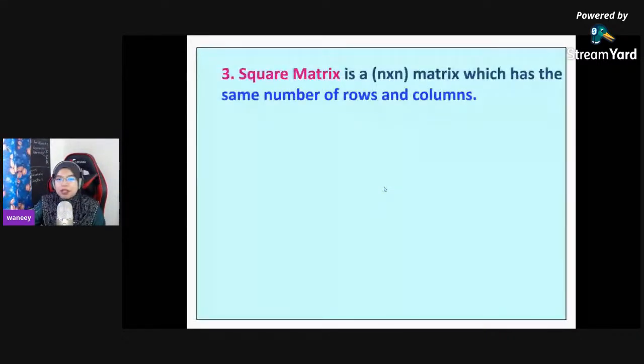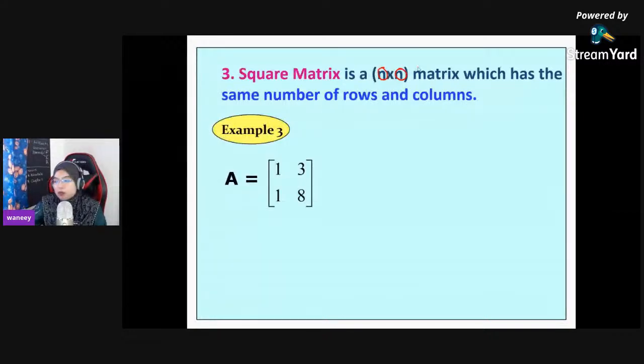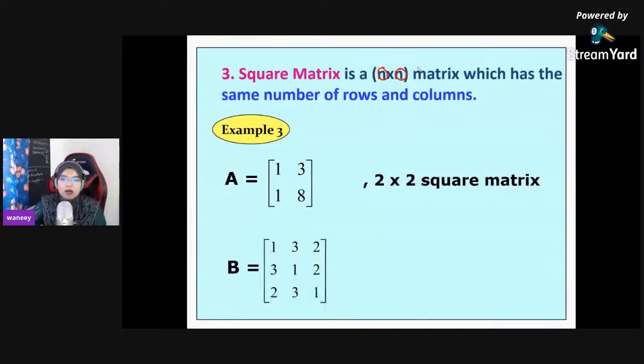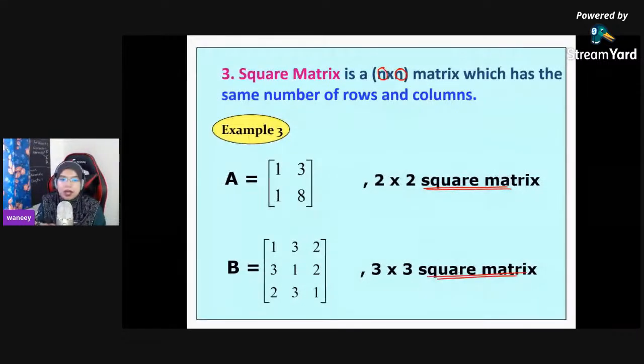Okay, next. A square matrix is an n by n matrix which has the same number of rows and columns. As you can see, this is n, this is also n. So you might have a 2 by 2 matrix, or a 3 by 3 matrix, or a 4 by 4 matrix. We have the same number of rows and columns, so we call it a square matrix.